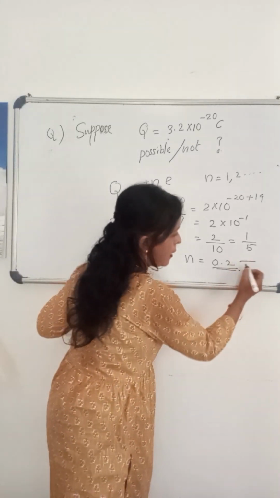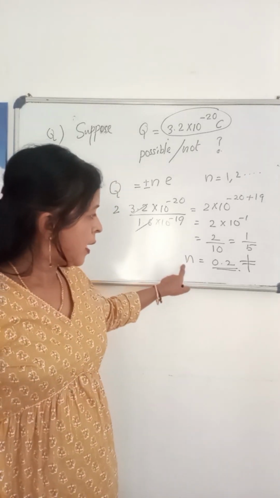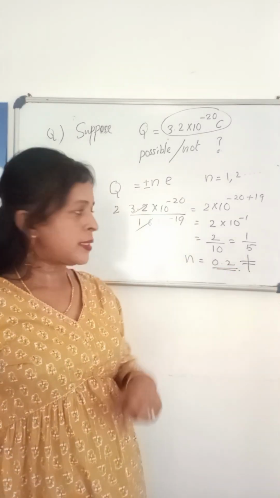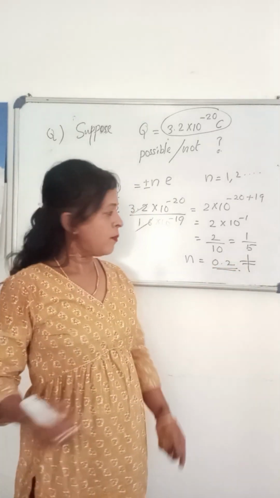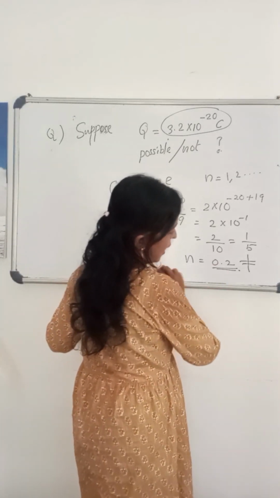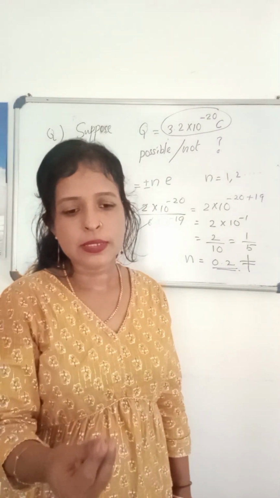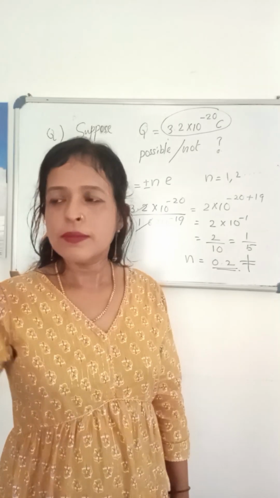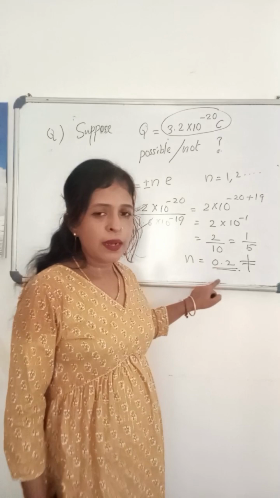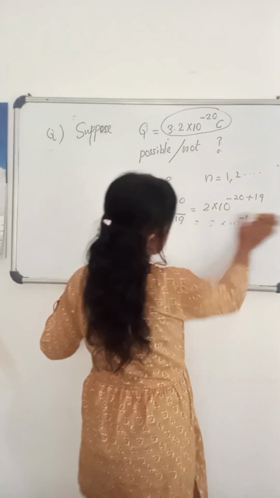No, we can't say it is the total charge present on the body, because we need to take N equal to 1, 2, 3, 4, 5, 6, etc. Not a fractional number. We can't take N as a fractional number, because just as we can't say 1 by 2 persons will come, 1 person will come. We can't take the number as fractions.